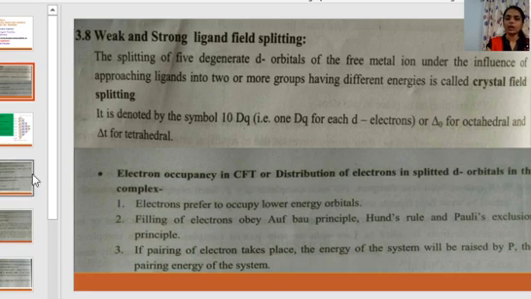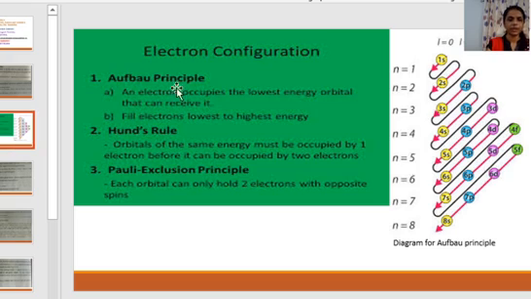Let's have a look at these principles first. What does the Aufbau principle say? An electron occupies the lowest energy orbital that can receive it. Fill electrons from lowest to highest energy. That is, the orbital having lower energy will be filled first and then the orbital having higher energy will be filled.